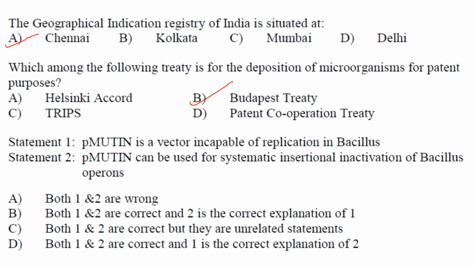Statement 1. pMutin is a vector incapable of replication in Bacillus. Yes, it is having conditional origin of replication, that is called ColE1, that can function only in E. coli. So it is incapable of replication in Bacillus. pMutin can be used for systematic insertional inactivation of Bacillus genes. Yes, because it doesn't replicate there, it can be used for that. So both 1 and 2 are correct, and 1 is the correct explanation of 2. Answer is option D.